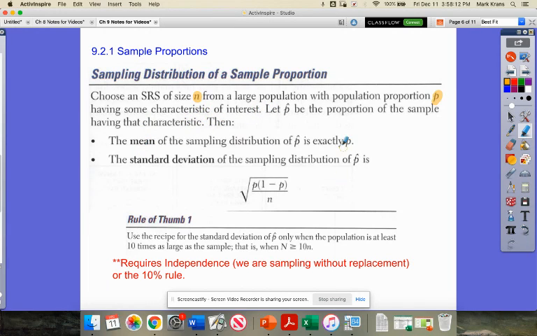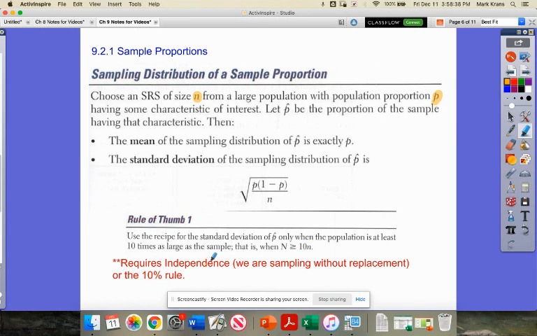The mean is exactly p, or rho, which is the population proportion. The standard deviation is the square root of p times q over n. And be careful, this is only allowed when the sample satisfies the 10% rule. The population is at least 10 times as large as the sample, so that n is less than 10% of capital N.